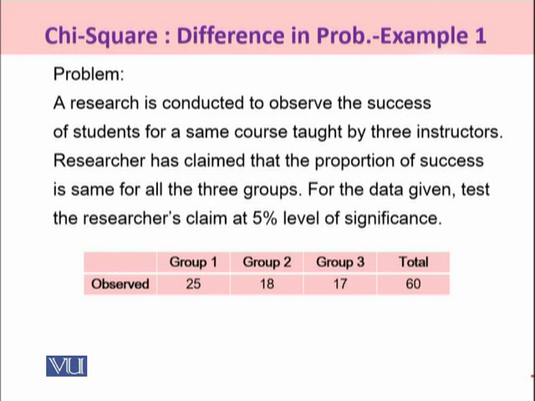Now students, as you can observe, the data for the three groups is given to us. So the success of the students is being observed. 25 students under group 1 were successful, 18 under group 2 and 17 under group 3. So students, the first thing we would have to do is to find the sum of the three groups, the total number of observations. Summing 25, 18 and 17, we got 60. So students, सबसे पहले हमें ये total चाहिए होगा so that we can find the expected frequencies.